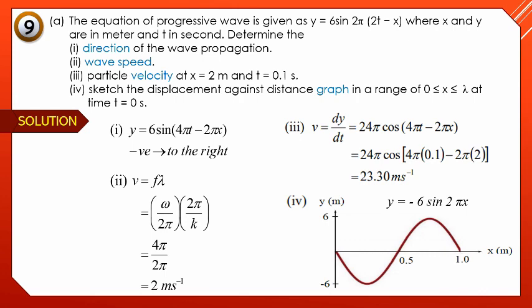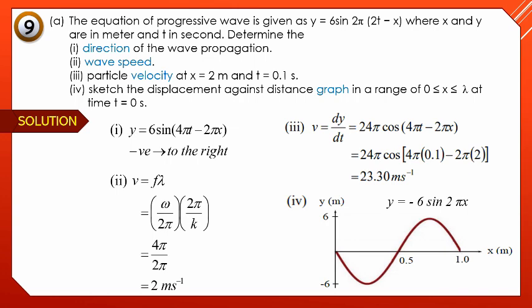To calculate the wave speed, we use the equation of v is equal to f lambda. We get the f from omega over 2 pi and we get the lambda from 2 pi over k. When we substitute, we get the value which is equal to 2 meter per second. To calculate the particle velocity, first we need to differentiate the displacement equation to get the velocity equation. And then we substitute x, which is equal to 2 meter, and t is equal to 0.1 second. So we get the particle velocity, which is equal to 23.3 meter per second.